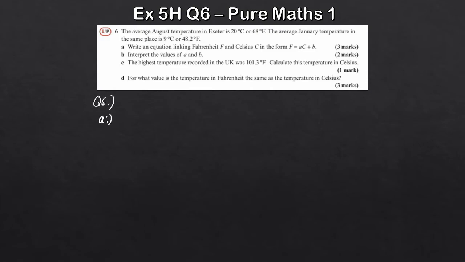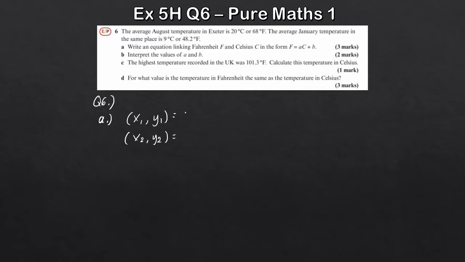So for part A, all we need to do first is write an equation linking the Fahrenheit F and the Celsius C in the form F equals AC plus B. So in other words, we just want to write this as a linear equation. First, I'm going to consider the information they've given us. We've been given two sets of temperatures here, so I can write this as two sets of coordinates, x1, y1, and x2, y2.